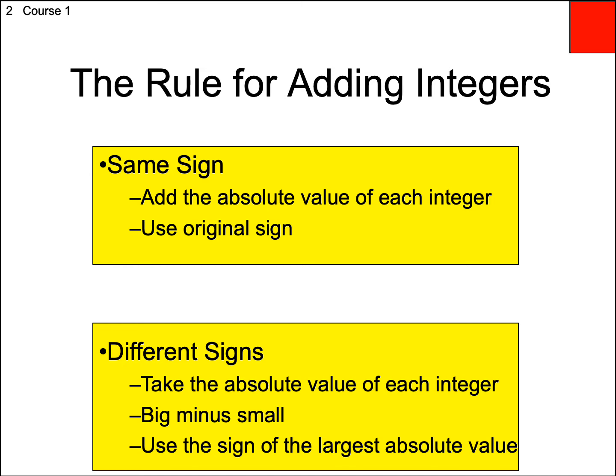For the opposite or different signs, the rule says you still take the absolute value of both numbers, then you do big minus small, and then lastly, you have to ask yourself, did I have more positive numbers or more negative numbers? In other words, referring back to the coin method, would we have had more positive coins or negative coins? Whichever one you had the most of is what the answer is. More positives, the answer is positive. More negatives, the answer is negative.